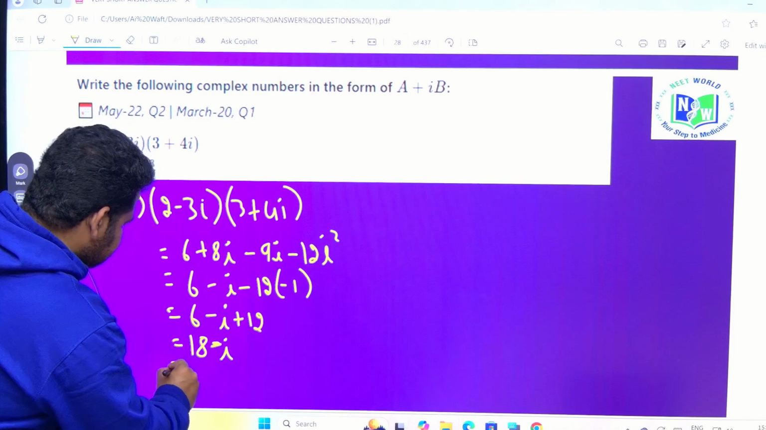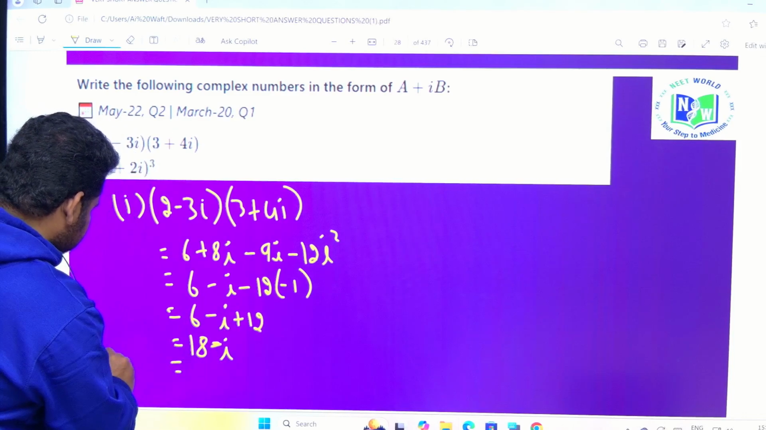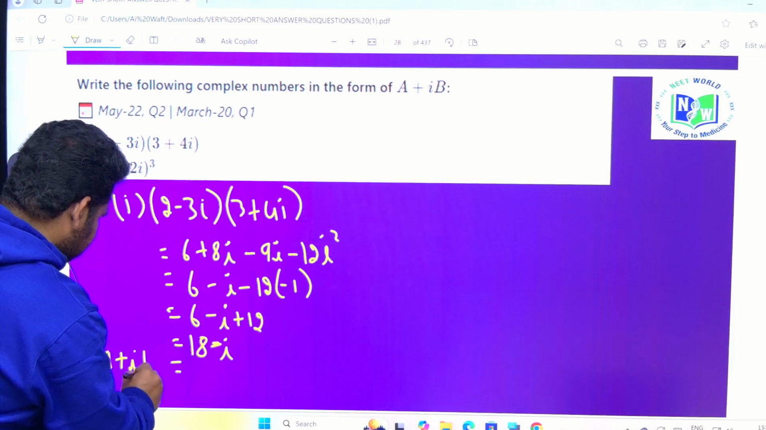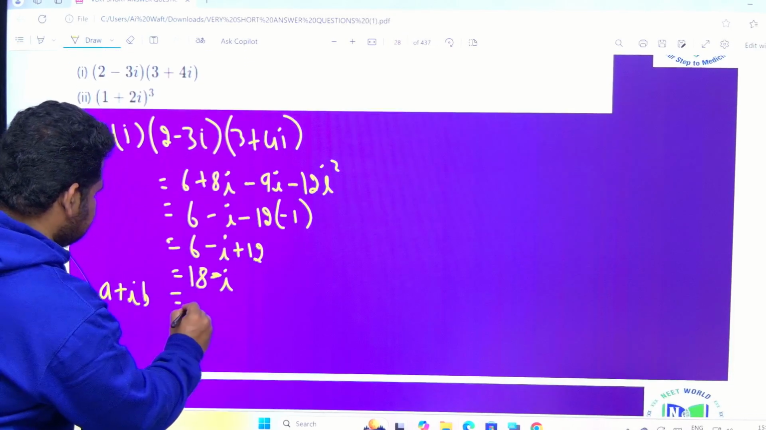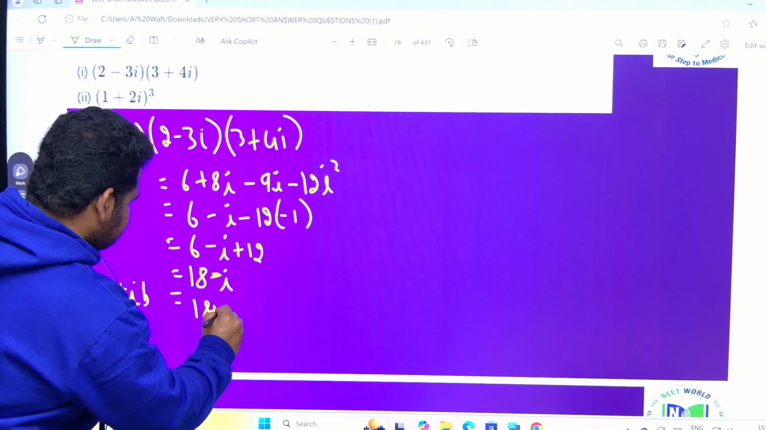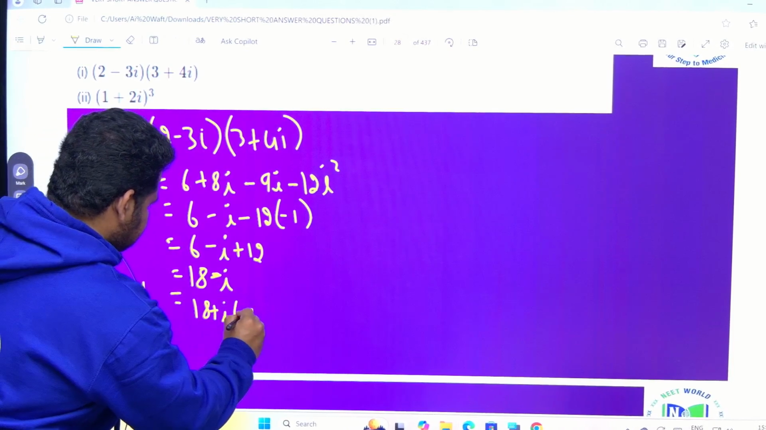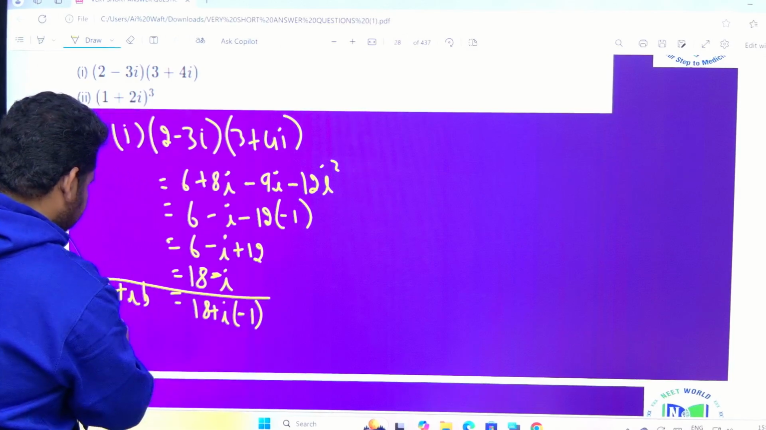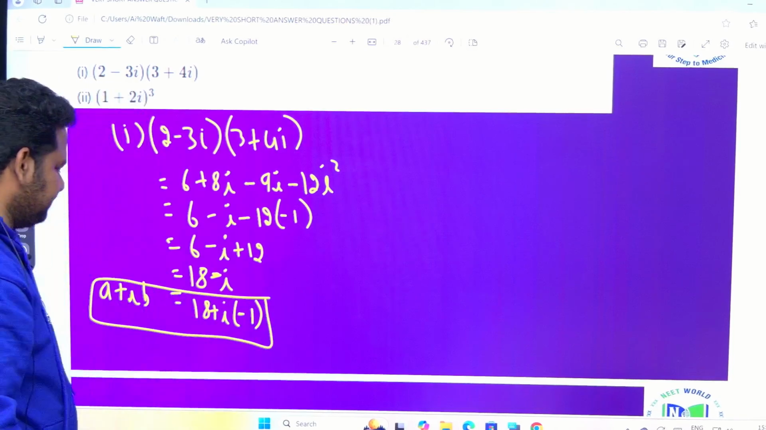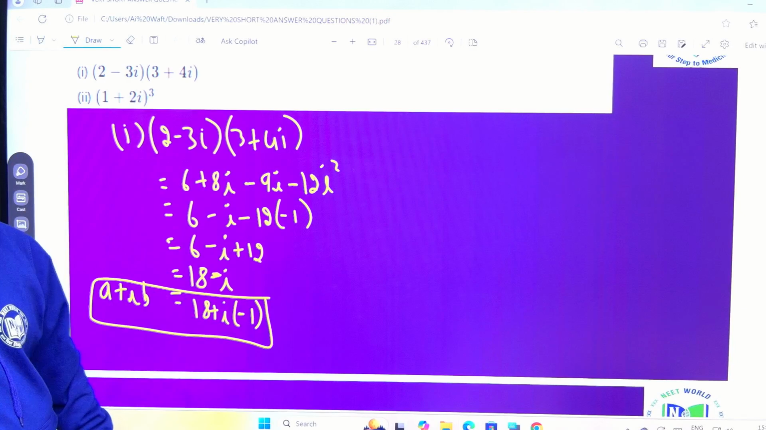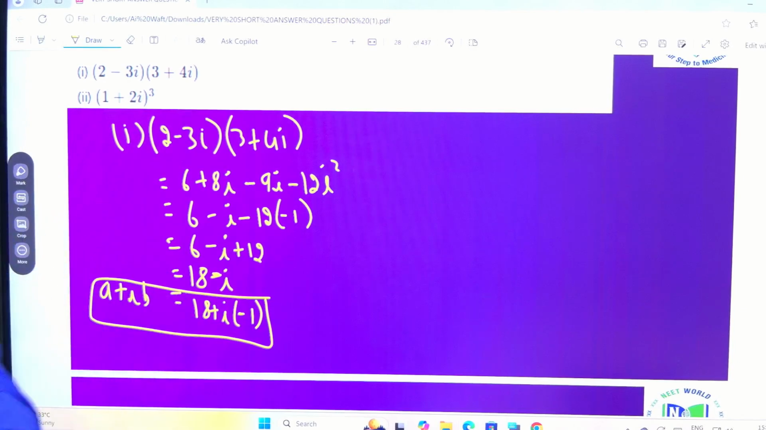Or you can write it in a plus ib form: here a plus ib is equal to 18 plus i into minus 1. This is the a plus ib form. Please write this. Let us move on to the next question.